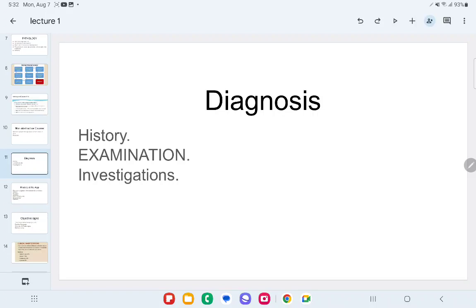Examination may show low-grade fever. Temperature will be around 37.7 or 37.8.